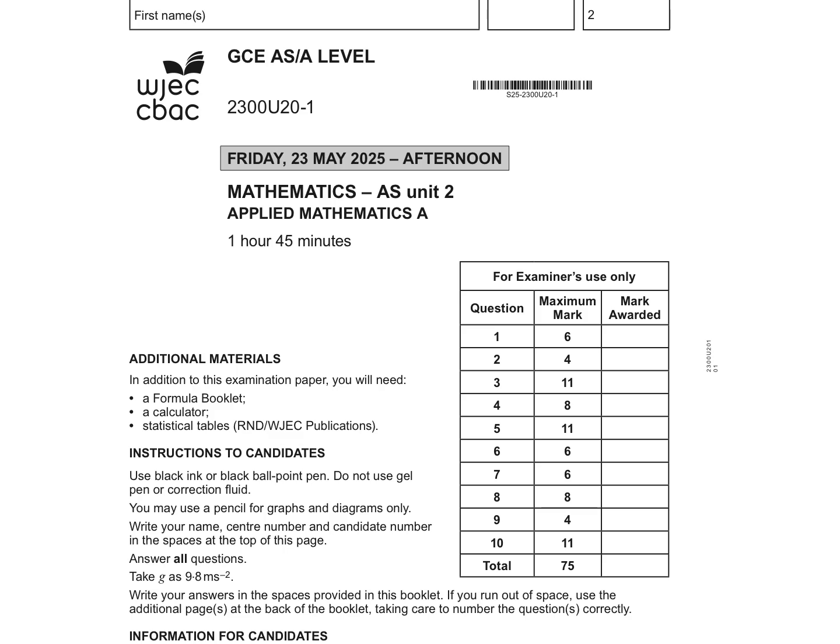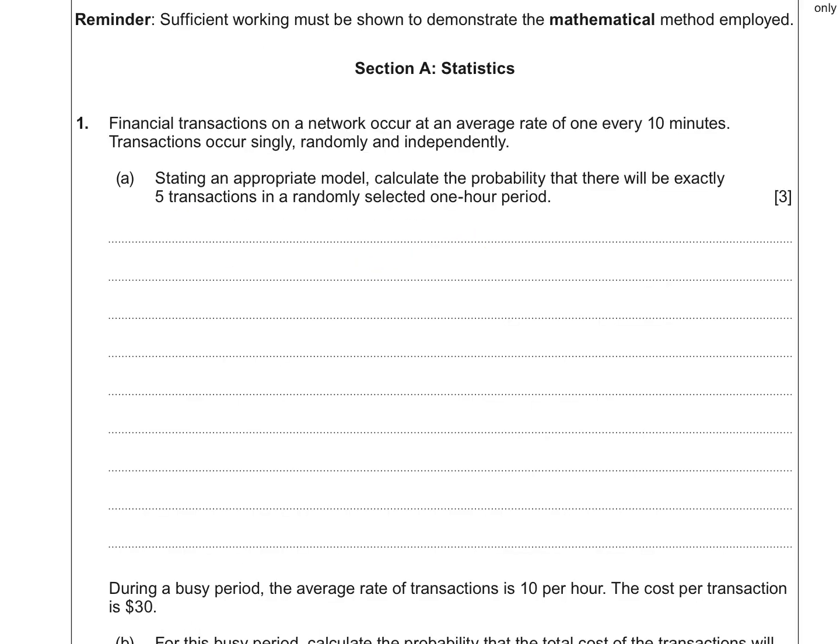Okay, so this is going to be me going through the 2025 Unit 2 paper, both the stats and the mechanics part. Okay, so as usual, we've got to make sure that we show all of our workings so we can pick up any method marks just in case we make any mistakes. So on to question number 1.